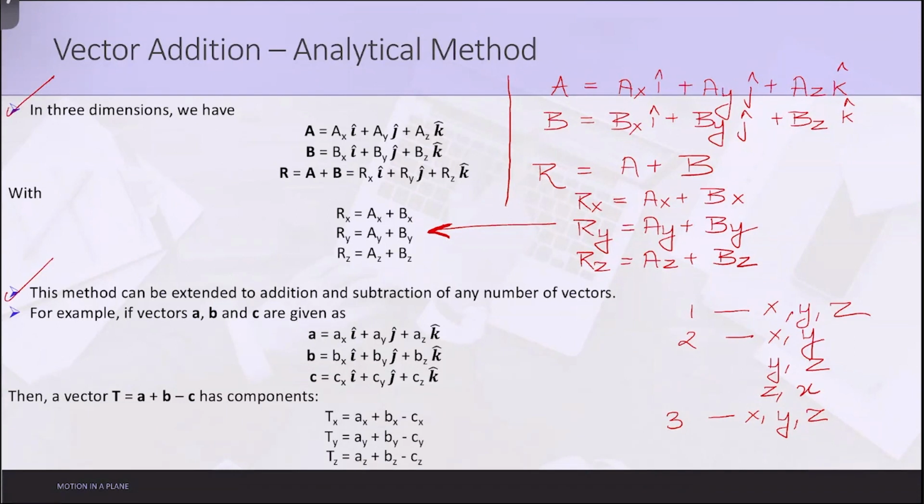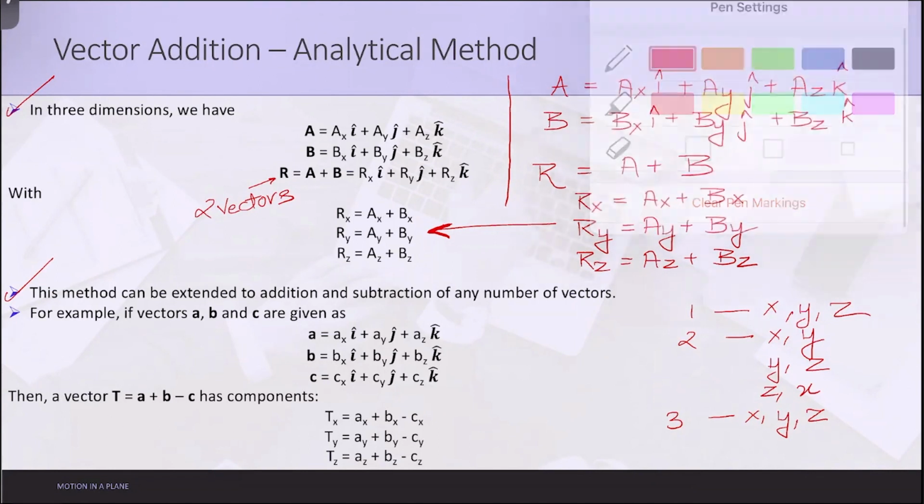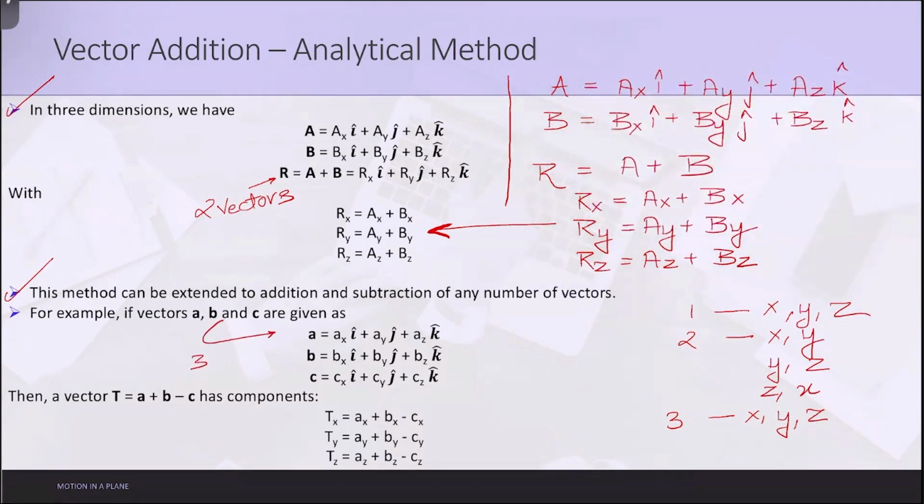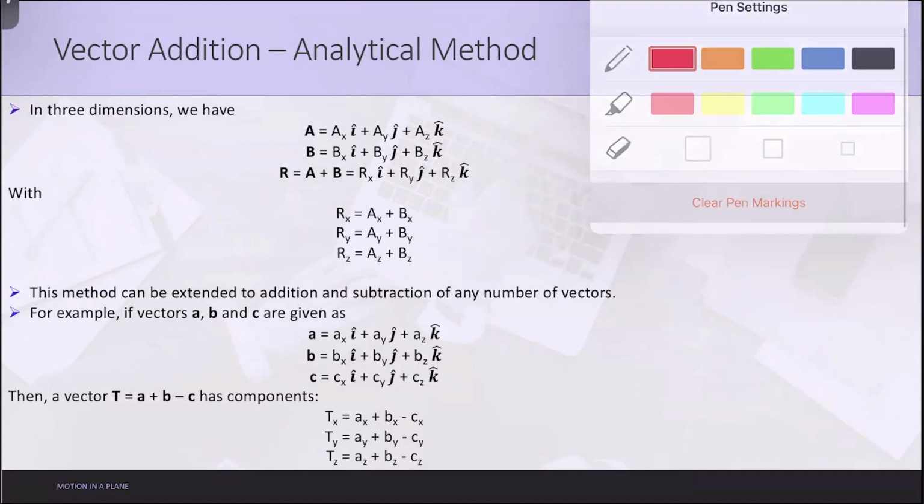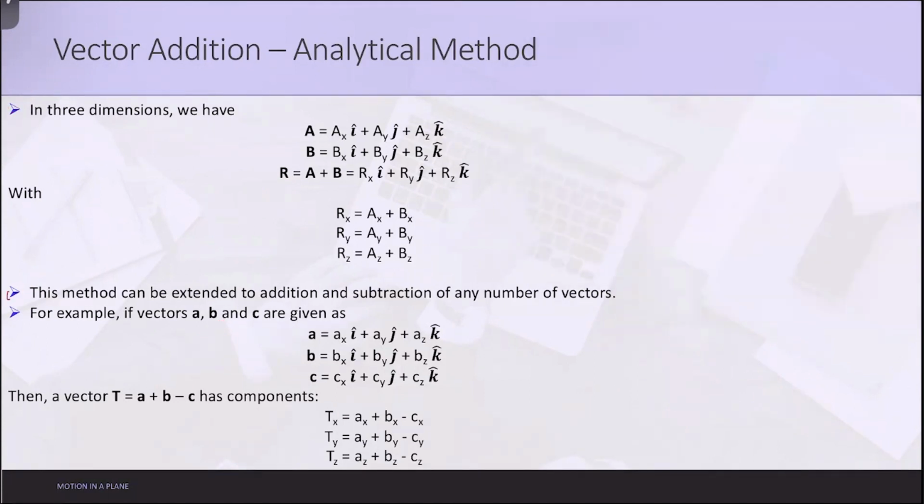Let's move on. This method can be extended to addition and subtraction of any number of vectors. Till this explanation, we were adding 2 vectors. Now let us increase the number of vectors. Sorry, not 3 dimensions, we will add 3 vectors here. This method can be extended to addition and subtraction of any number of vectors.